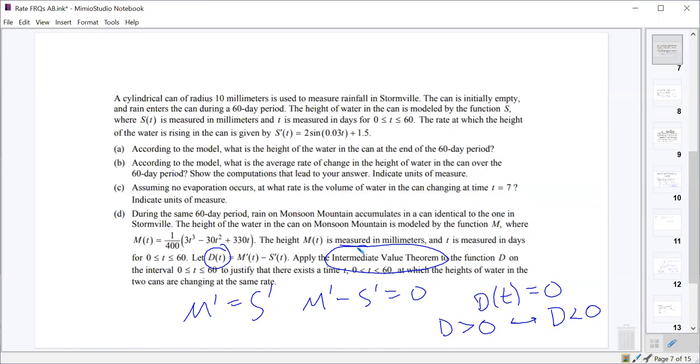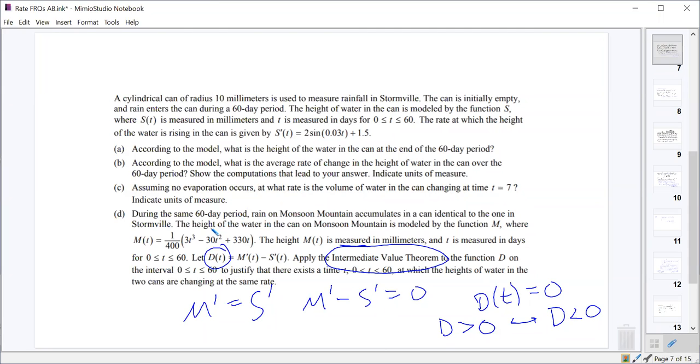And we'd also have to say, since we're using the intermediate value theorem, that d is a continuous function. And we know that s prime is continuous, and if you integrate a continuous function, you get a continuous function. And m is a continuous function, and if you take the derivative of a continuous function, you get a continuous function. So d is a continuous function because m and s are both continuous.